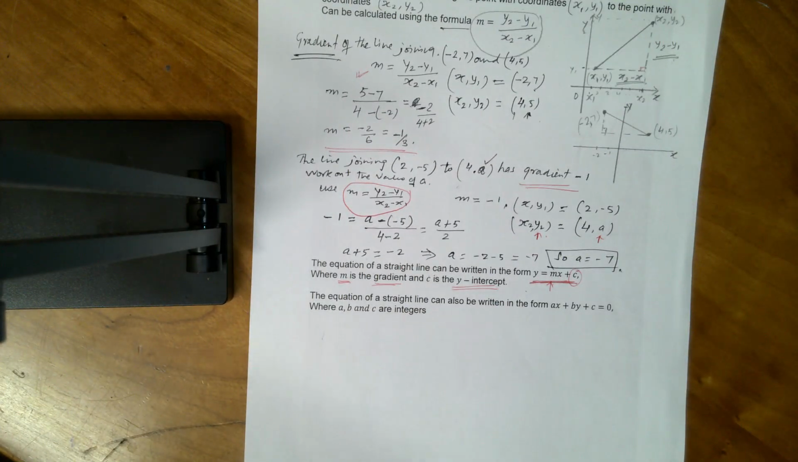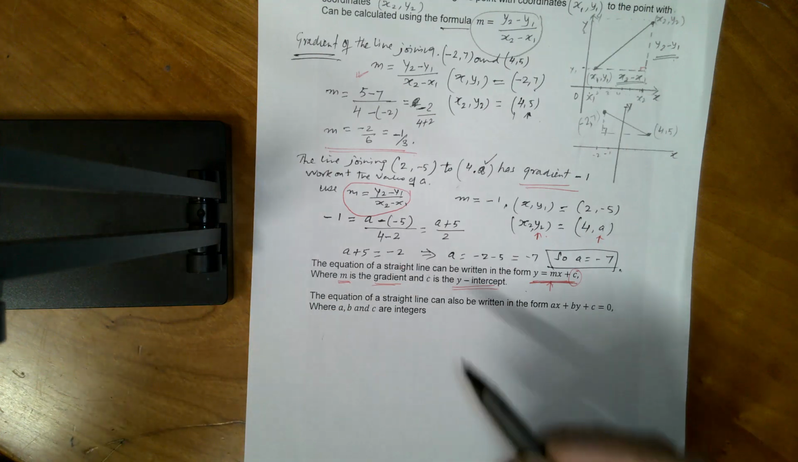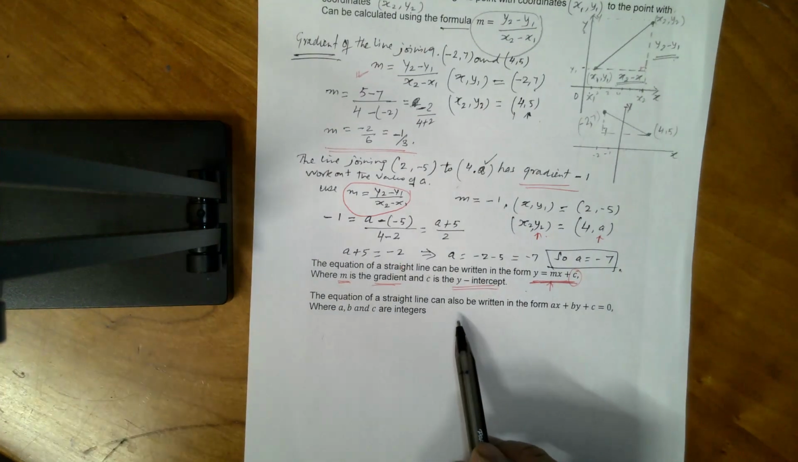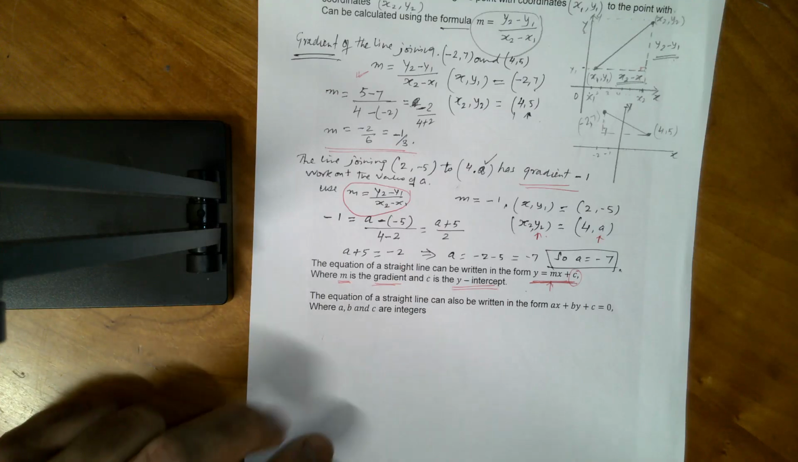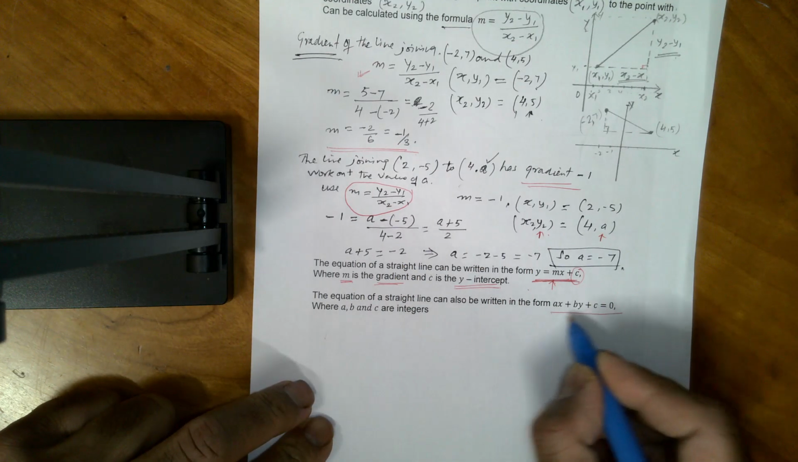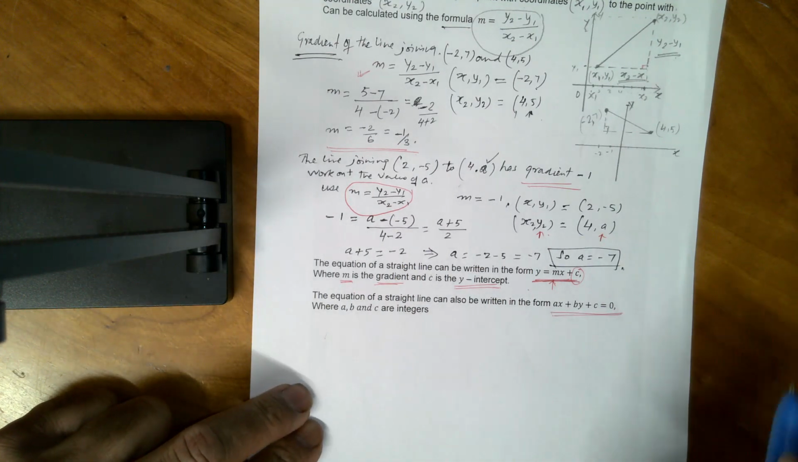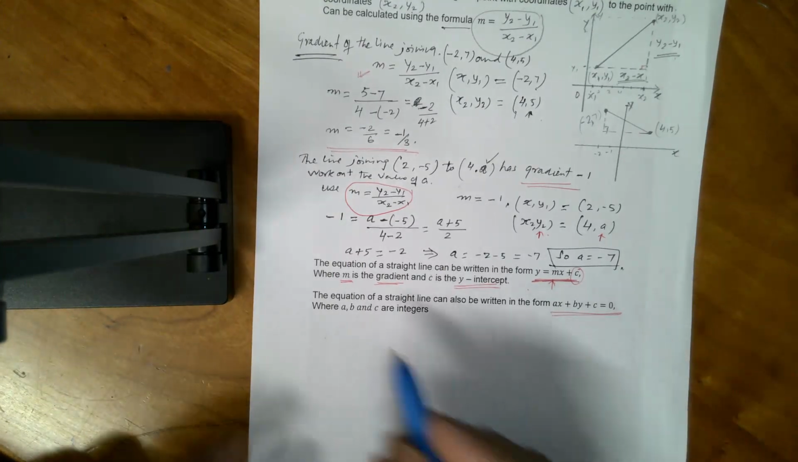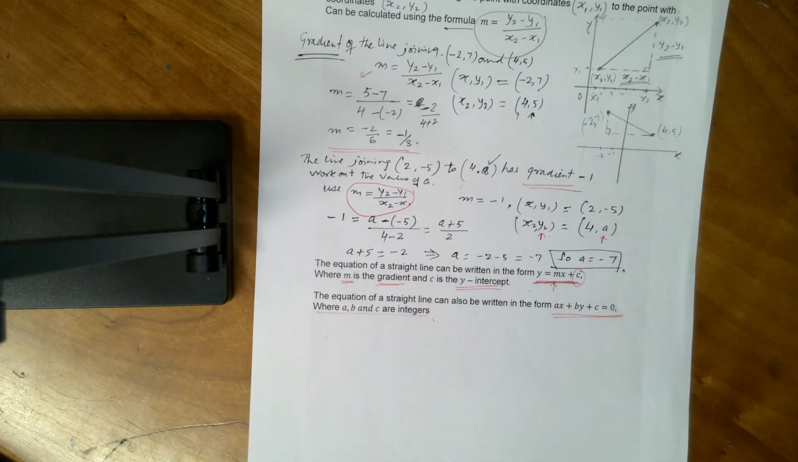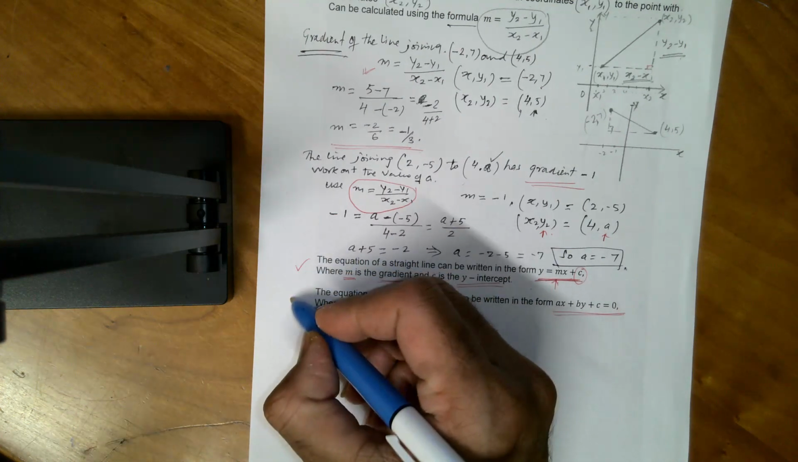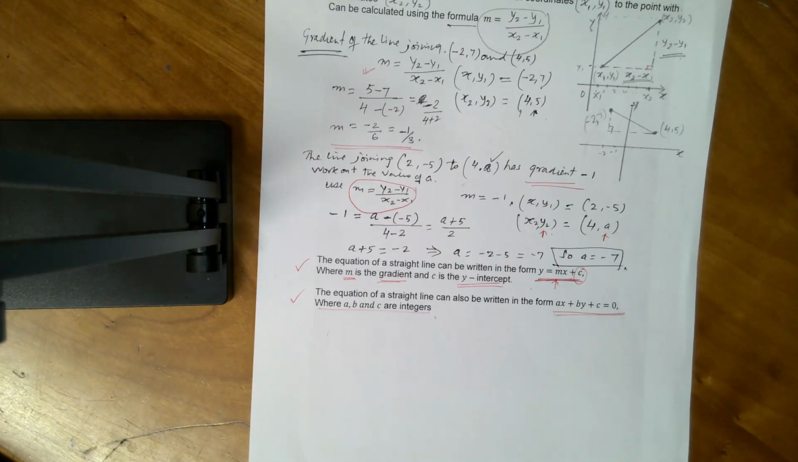Also, the equation of a straight line can be written in the form ax plus by plus c equal to 0, where a, b, c are integers. Okay, so remember that as well. These two, please remember. Okay, let's do some examples on that one.